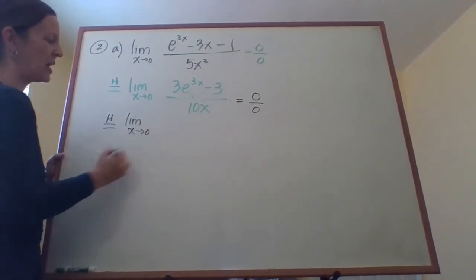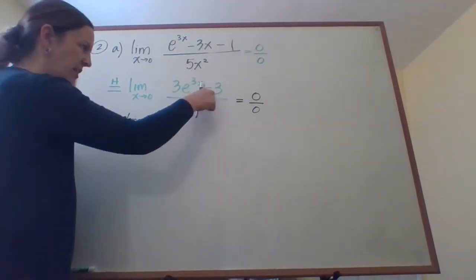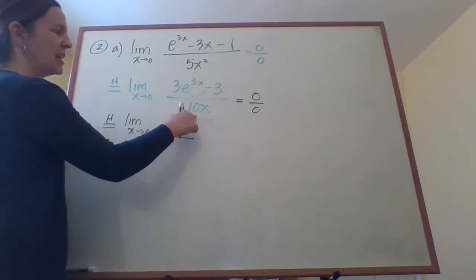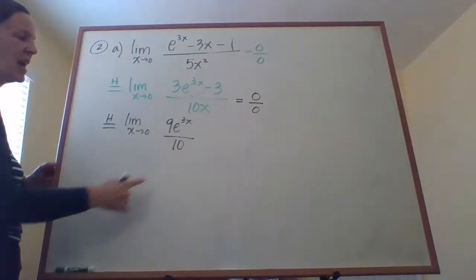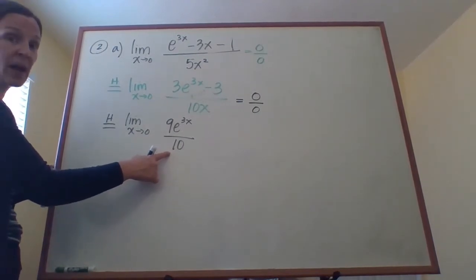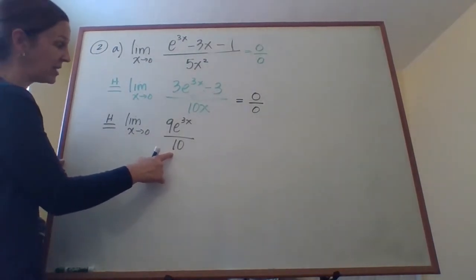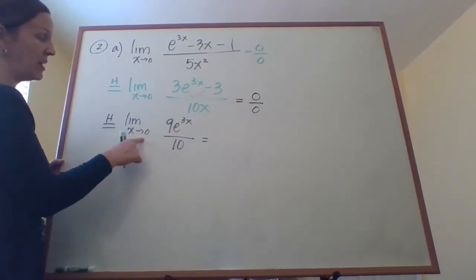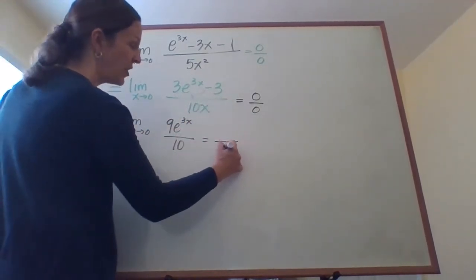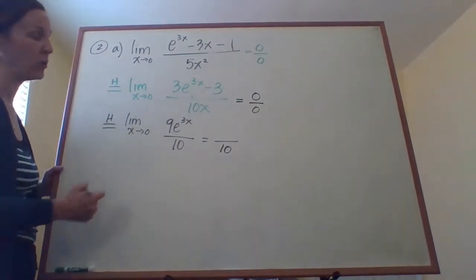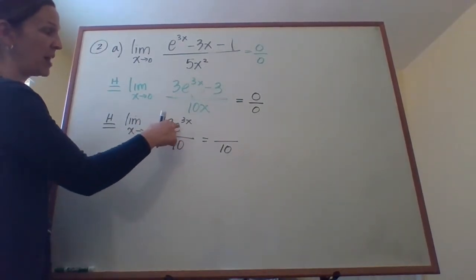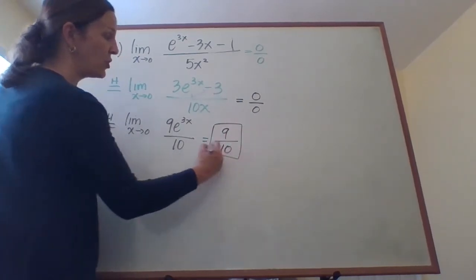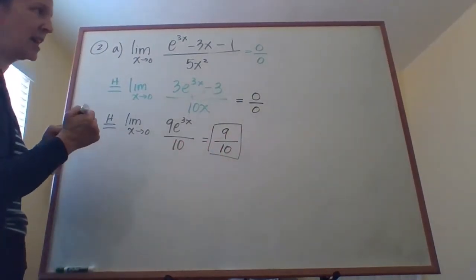This is still the limit as x approaches 0, take the derivative of the top again, that's 9e to the 3x, take the derivative of the bottom, that's 10. I can already tell, since my denominator is a constant, that I'm not going to get an indeterminate quotient again. If I take the limit of this as x approaches 0, the denominator is going to be 10 no matter what. And at the top, if I take the limit as x approaches 0, it gets me 9. So the answer to 2a was 9/10.